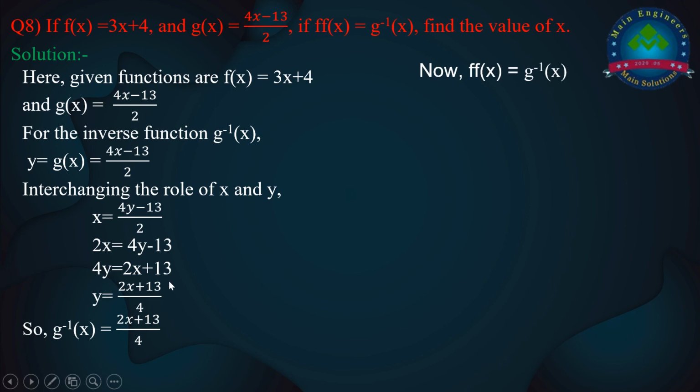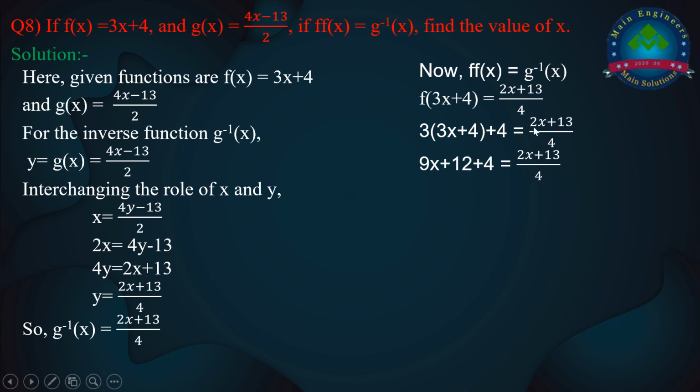Then now we know the condition f of f(x) is equal to g inverse x. So f of, what is the f(x)? f of 3x plus 4 is equal to (2x plus 13) by 4. So here again we have to put f of x. So in terms of this x, we have to replace it by 3x plus 4. So 3x plus 4 means 3 into (3x plus 4) plus 4, as we replace x by 3x plus 4, is equal to (2x plus 13) by 4.